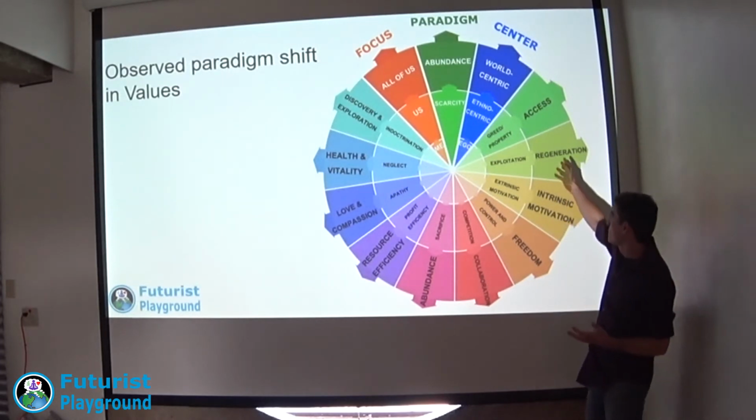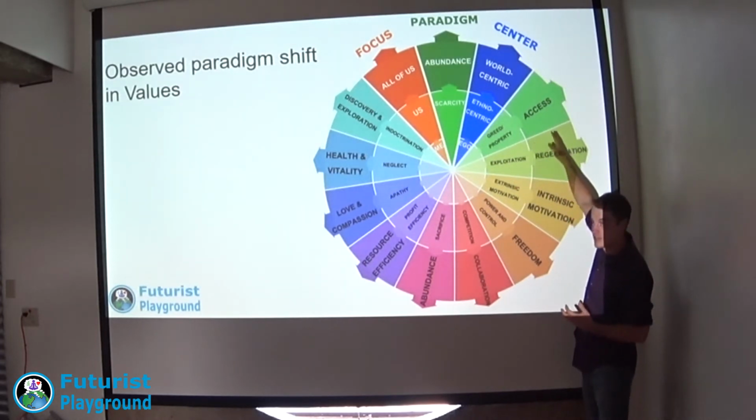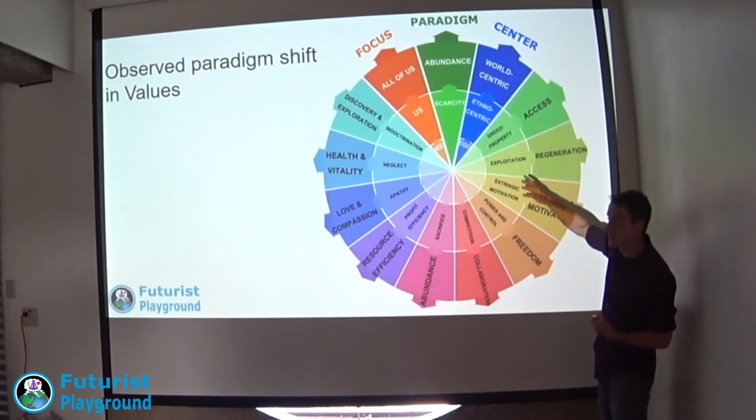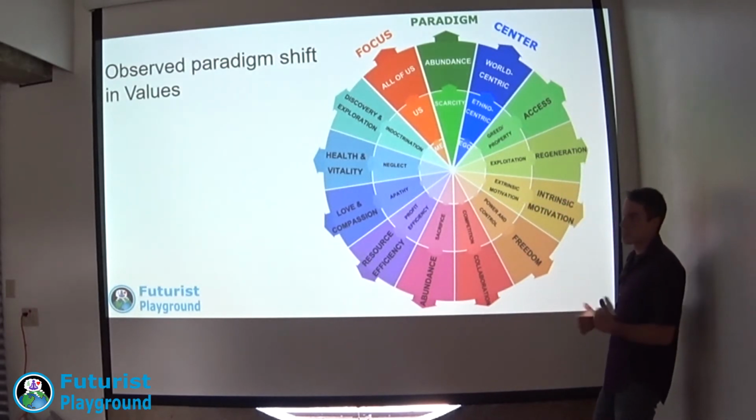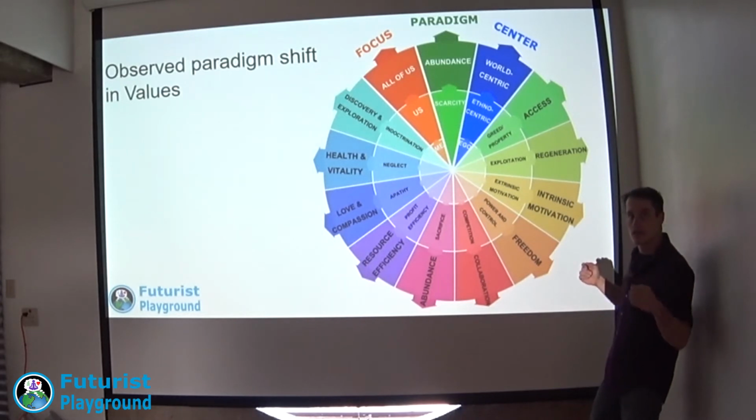So we're moving essentially from values of greed and property towards systems of access, from exploiting the environment to trying to regenerate the environment. 40 years ago, sustainability wasn't a word that was used very often, and now everybody talks about sustainability. We're also seeing corporations adopting these values. Next slide.